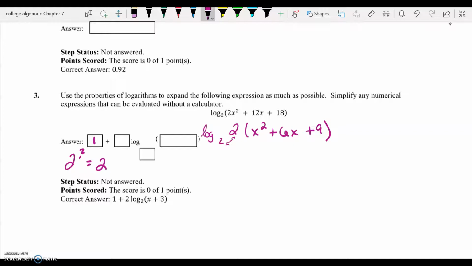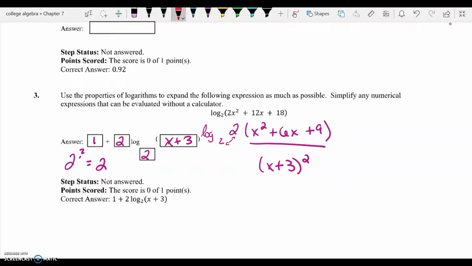Now you would factor here. So I'm going to get x plus 3 squared. Remember, we can write exponents out front. So this ends up being the 1 out front. The 2 is going to go out front of my log. My base 2 is going to stay the same. And then I'm going to have x plus 3 inside parentheses. And that's how I would get that.